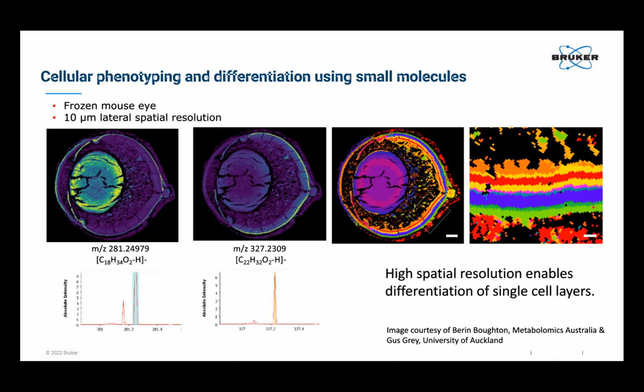I can now go in and say, tell me what's different between the red and the blue region. Tell me what the top 10 ions are for each one that are different. And so now I get actual information that's useful in a biological sense.